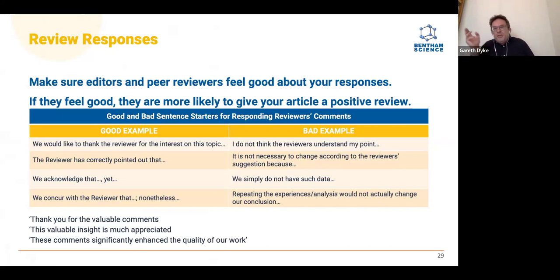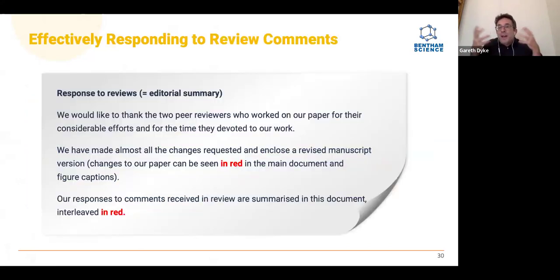I do not think the reviewers understand it's not necessary to change. We simply don't have data. Repeating, these are bad ways to respond to peer review, because they put people at the other end into a negative mindset. When you make your responses to peer review, be positive, be constructive, be polite, make sure everybody feels good about what you're saying, and put your comments against the peer review comments in sequence.